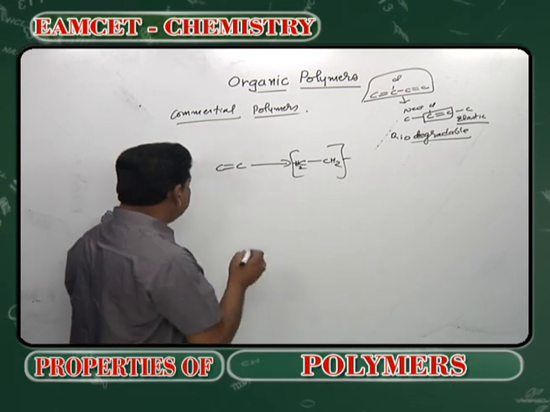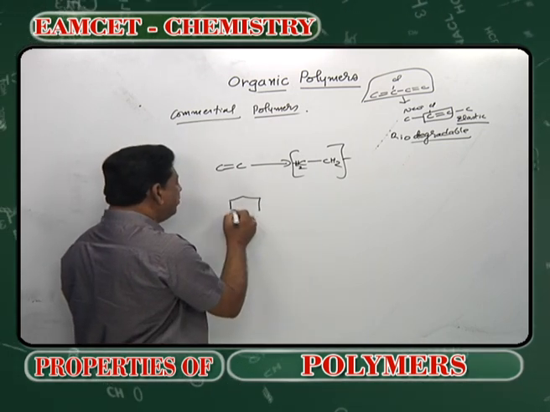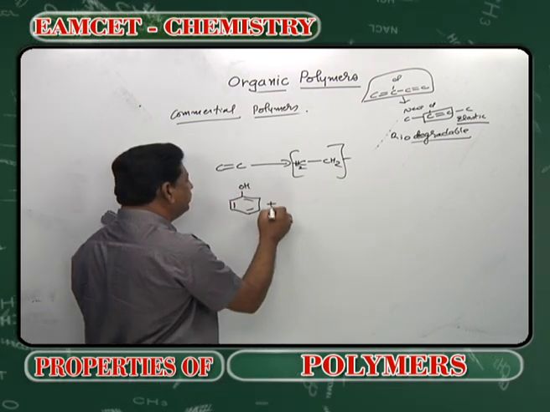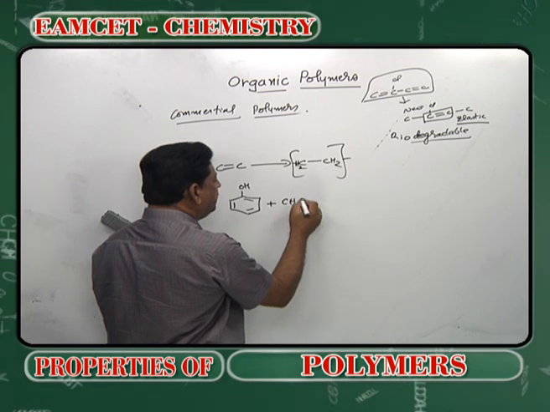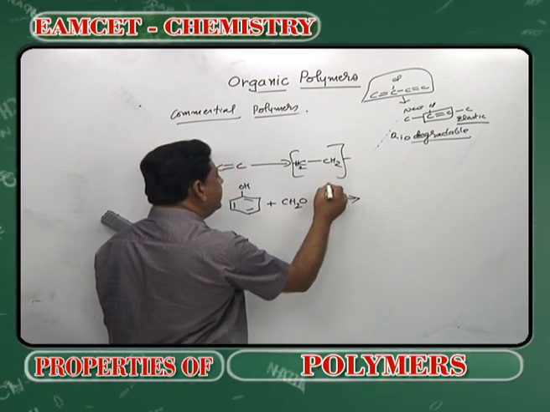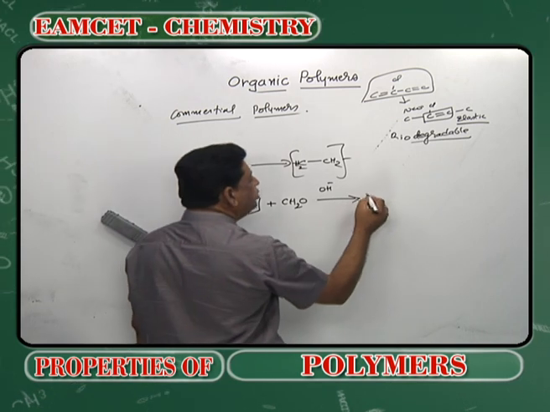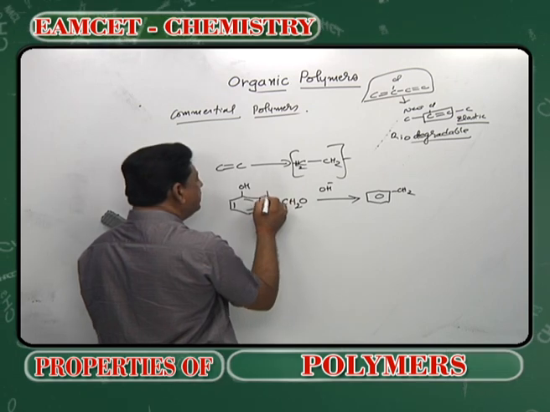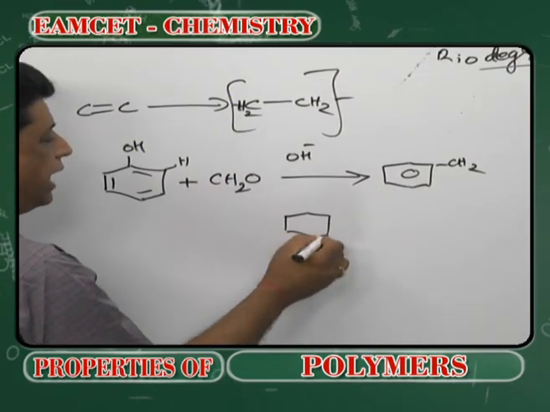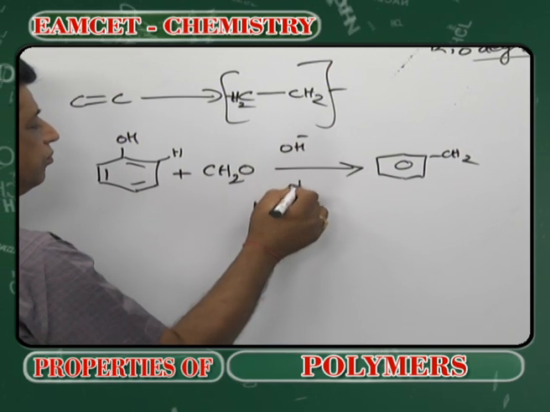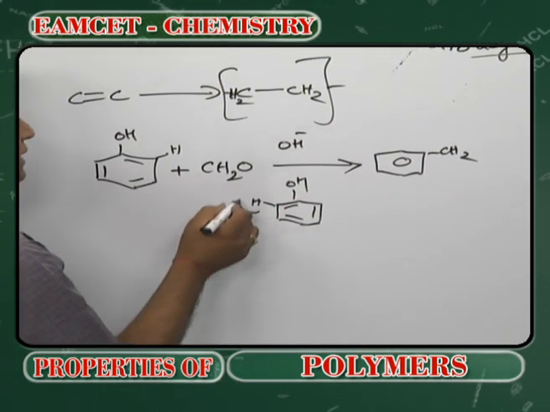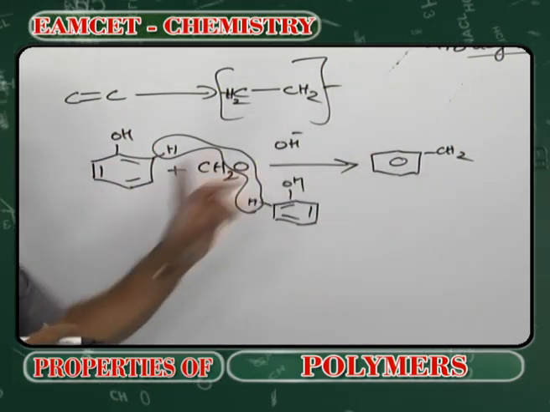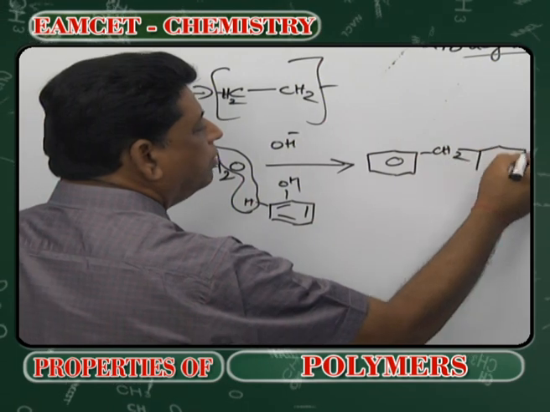The second one is bakelite. Formaldehyde and phenol together will give bakelite. Phenol plus formaldehyde gives a reaction in basic medium. The formaldehyde comes in between two phenols as a CH2 unit. That means one phenol hydrogen and another phenol hydrogen undergo a condensation, and water is removed. So CH2 comes in between the benzene molecules.